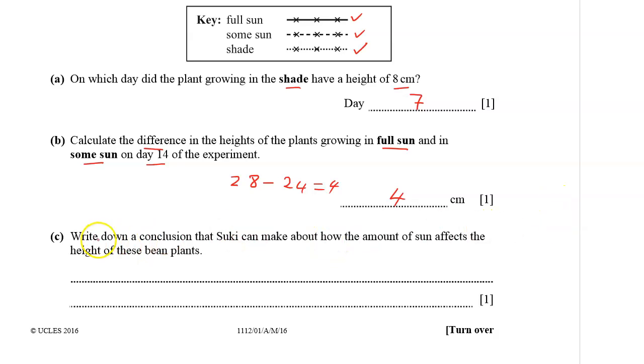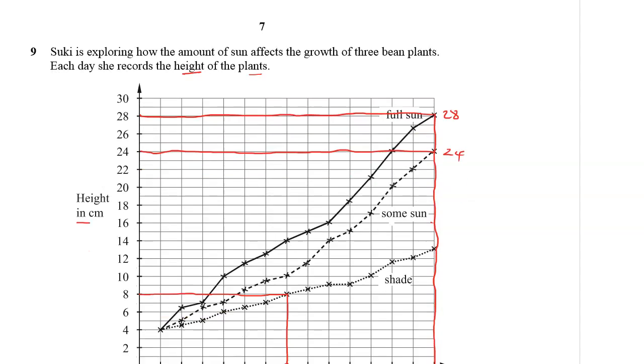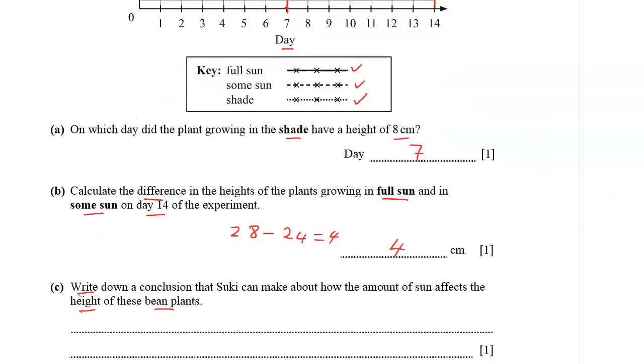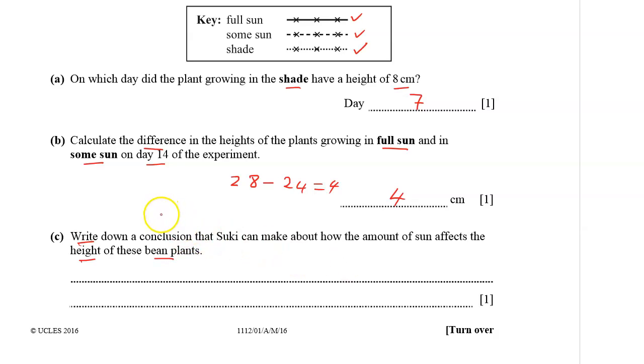Part C, write down a conclusion that Suki can make about how the amount of sun affects the height of these bean plants. Of course, you have noticed that at full sun, the height is much higher than when there's some sun and when in the shade. So full sun means the bean will grow taller.